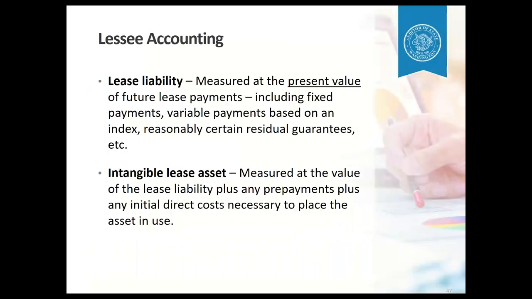Next slide. Okay, this lease liability, for the lessee, is going to be measured at the present value of future lease payments. That includes the regular fixed payments, variable payments that are based on an index, and reasonably certain residual guarantees, any of the payments that are going to affect the lease liability. And an intangible lease asset is going to be measured at the value of that lease liability plus any prepayments, plus any initial direct costs that are necessary to place the asset in use, just like any other capital asset.